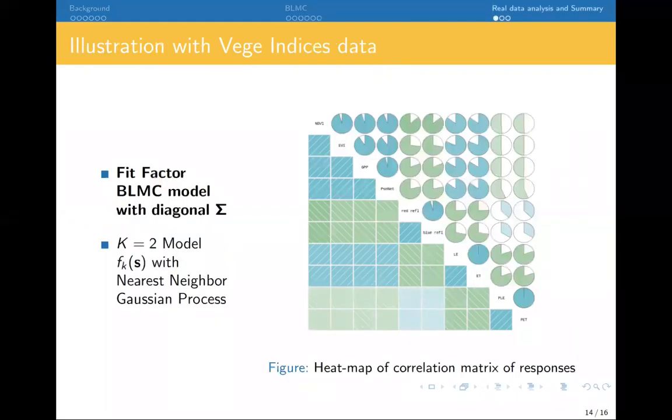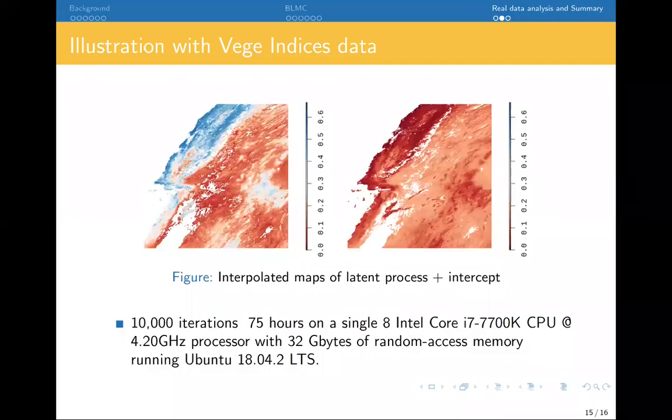We illustrate a factor BLMC model with diagonal sigma with our motivating data. Here we choose K equal to 2 since we observe a high correlation across different responses. And our univariate process f_k here is modeled by a nearest neighbor Gaussian process, which is a scalable spatial modeling method. The sampling process of an MCMC chain with 10,000 iterations costs around 75 hours on a Linux machine with an i7 processor and 33 gigabytes of RAM.